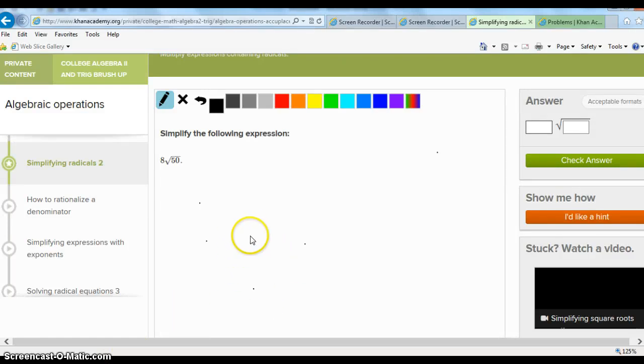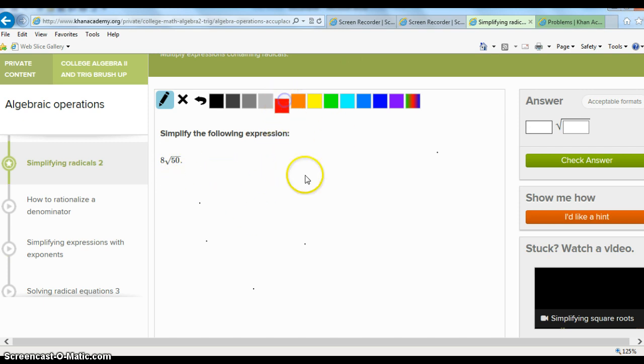We're going to continue, expanding on what we learned yesterday. We simplified simple radicals yesterday, and today we're going to expand on that a little bit, simplifying radicals that have a number in front of them. This reads 8 times the square root of 50. So we're going to start out by simplifying the square root of 50, and then we're going to combine it with that 8 that's already there.